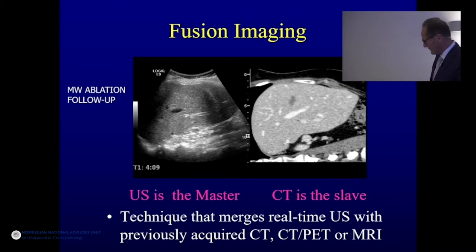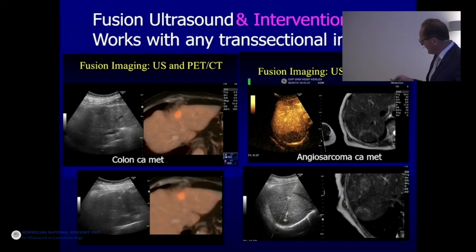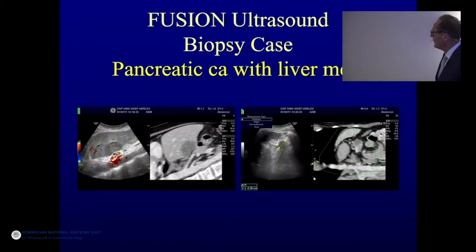This can be used for very good reasons. You can use it with PET CT, or you can use it with MRI, like these ones. And here we had a lesion that was very inconspicuous on PET. You could see it on PET, but not on ultrasound. We took a biopsy. Another lesion here we took guided by MRI, and it came out with colon cancer and cholangiocarcinoma. So let me take you through how this could work.